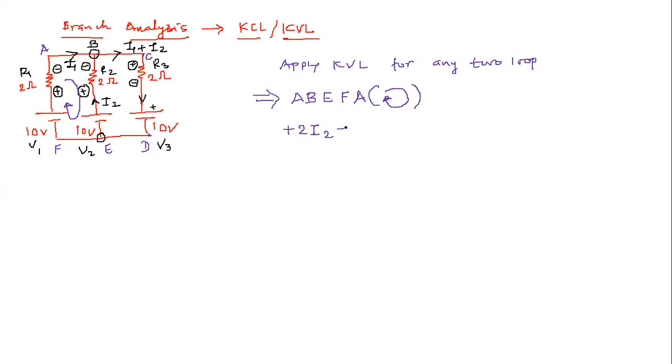Then this is minus 10, right? Then this one is from E to F, and from F to A, plus 10 minus 2I1, which is equal to 0, right? So we have got one equation, right?